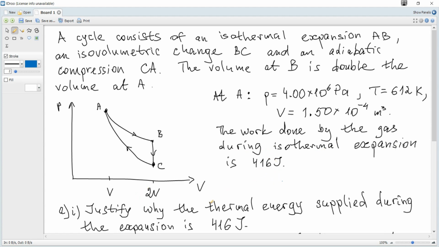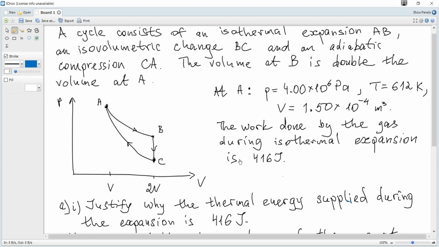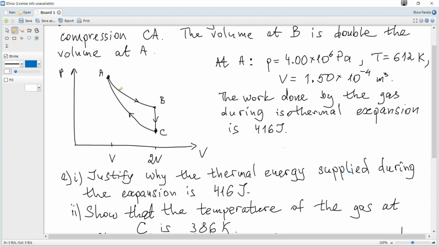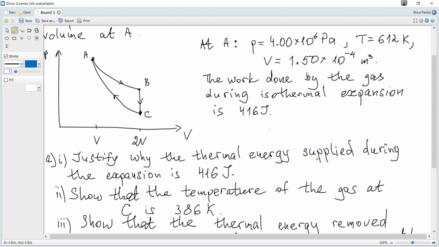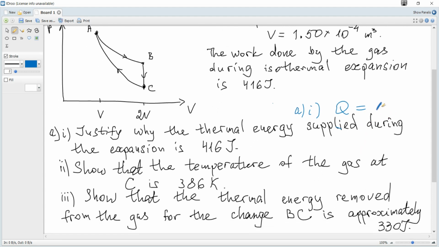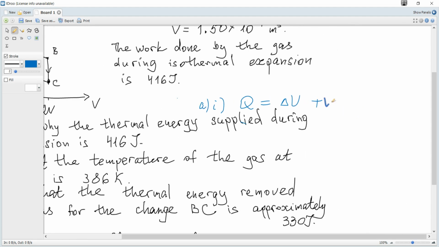The first question: justify why the thermal energy supplied during the expansion is 416 joules. So we should consider the expansion, and it's the AB process. And since it's about energy supplied, we should apply the first law of thermodynamics, and actually it's a law of conservation of energy. Energy supplied to the gas goes to increase in its internal energy, delta U, plus work done by the gas.